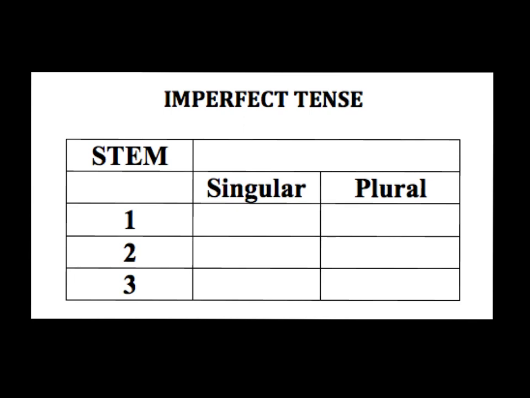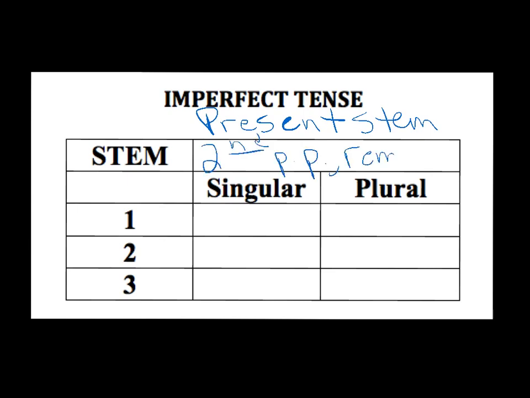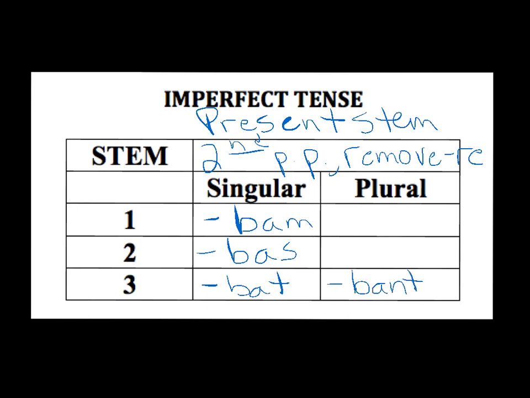For the imperfect tense, the stem, you can write down that the stem is what's called the present stem. And it's just like the present tense. It's going to be the second principal part, and you remove the RE. So that's the stem, and then you are going to write bom, bos, bot, bont. Those are going to be the endings. Again, for now we're going to leave these boxes blank. We'll fill them in a little bit. So go ahead and fill that chart in.